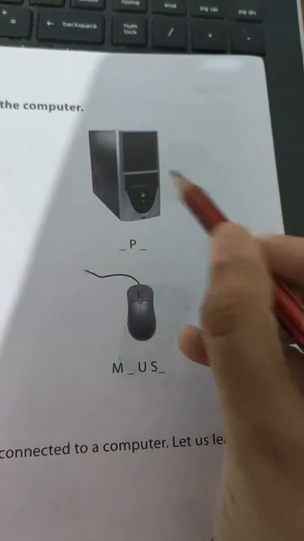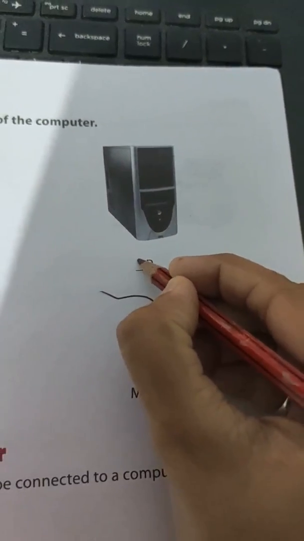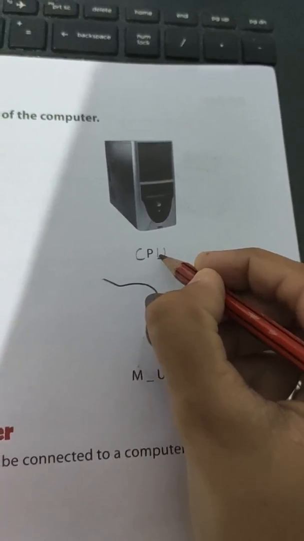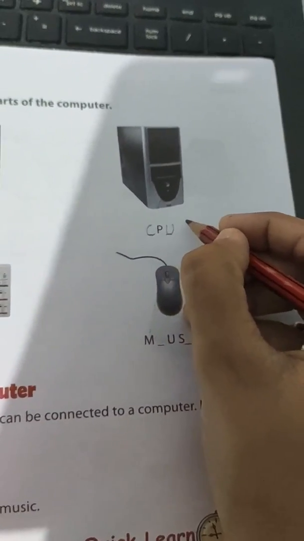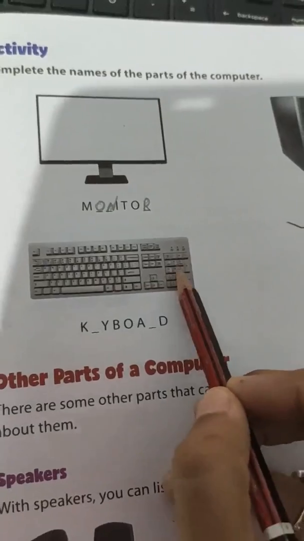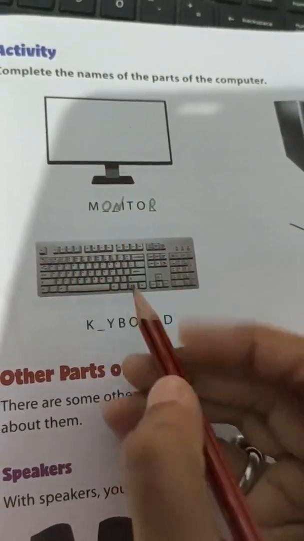The next is, it looks like a box. What do we call it? It's CPU. Yes, it's called as CPU. It is also known as Central Processing Unit, brain of the computer. The third picture is, see, it has many keys. Who has many keys? Keyboard.